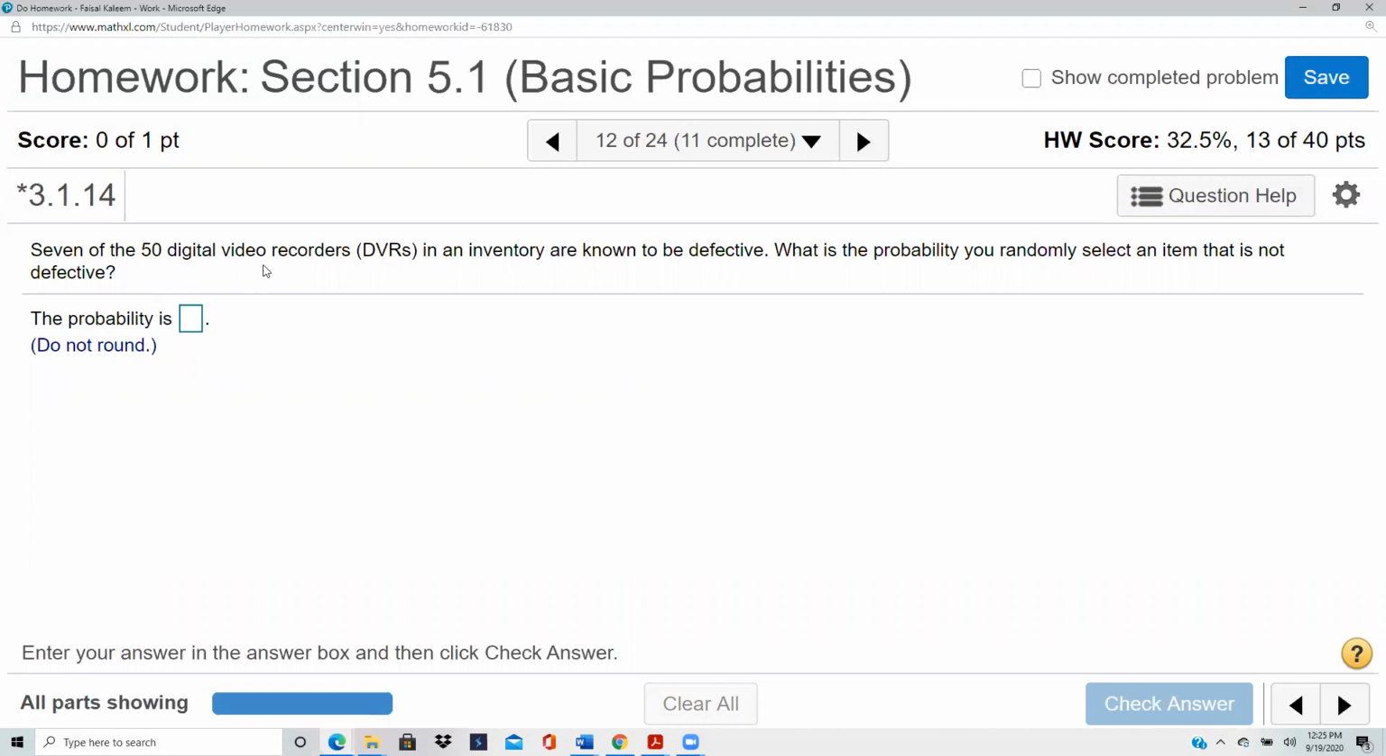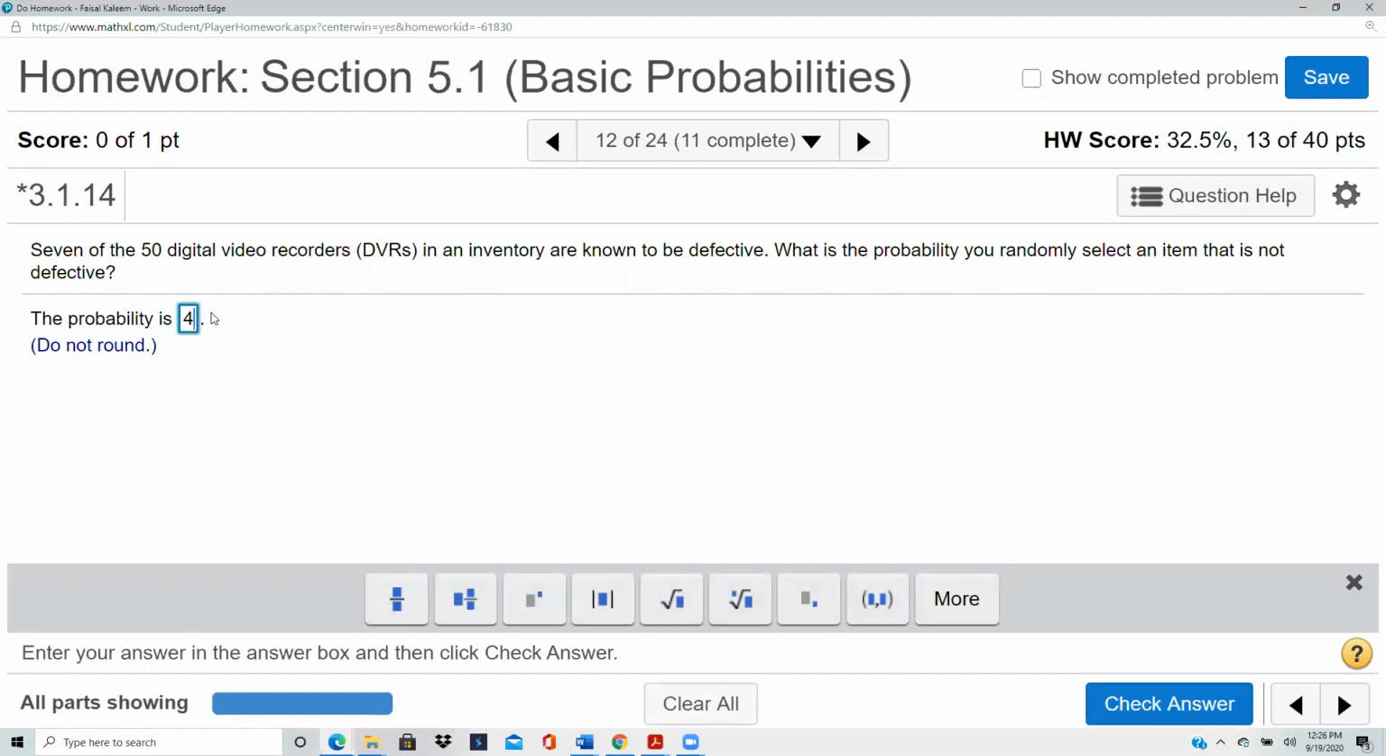7 of the 50 DVRs are known to be defective. What's the probability that the item is not defective? So if 7 of the 50 are defective, then the remaining ones, which means 50 minus 7 equals 43. So 43 are not defective. So 43 out of 50 are not defective. And that would be 0.86, or this should be good as well because they don't say to do it in decimals.